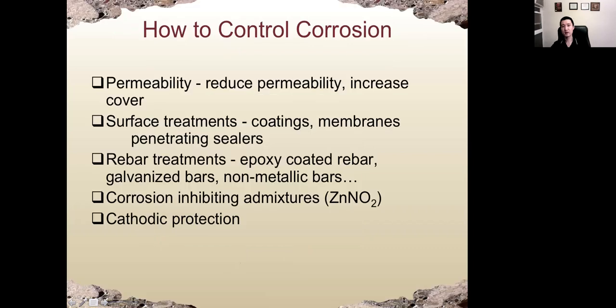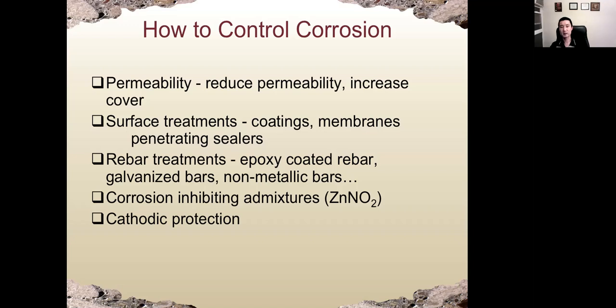So this is a very basic introduction of how corrosion will occur. How to control corrosion? The most important thing is to control the permeability of concrete. With lower permeability, oxygen and water will have a harder time penetrating into the concrete to do the damage. So reduce the permeability of concrete if possible.